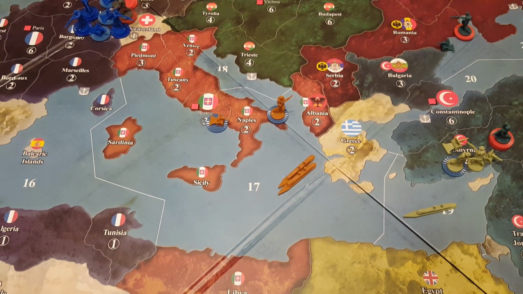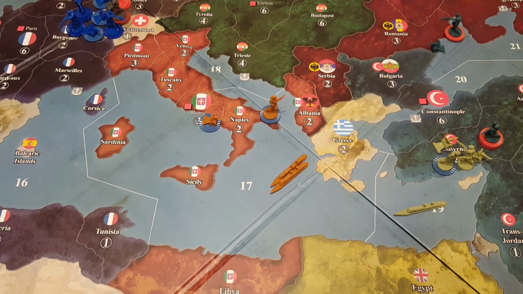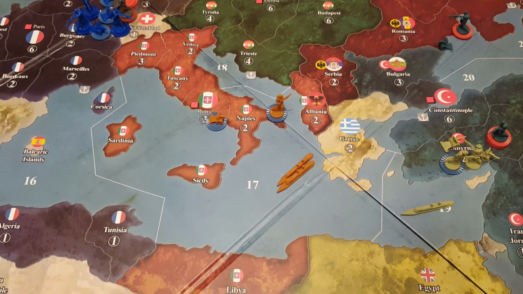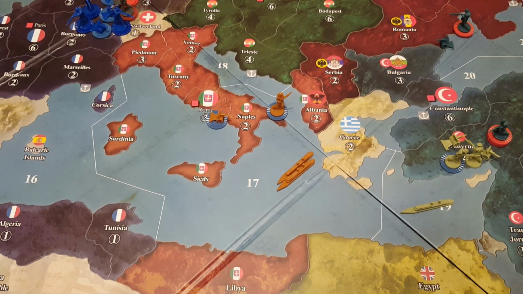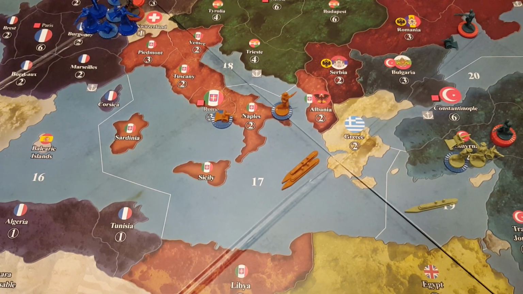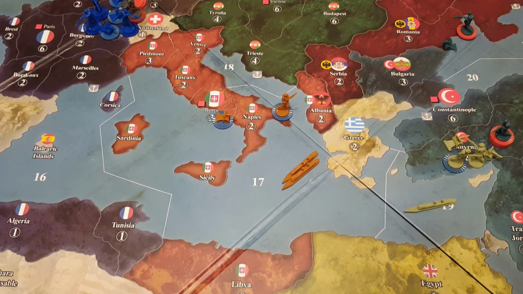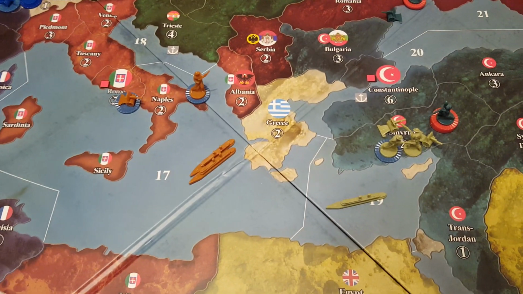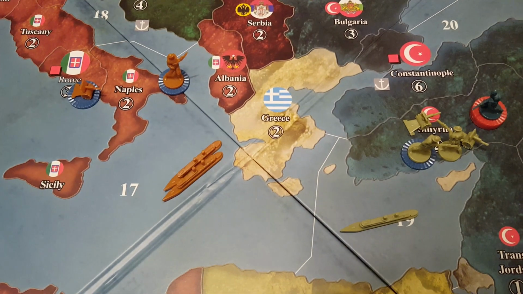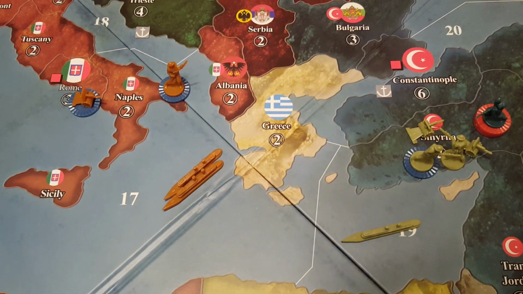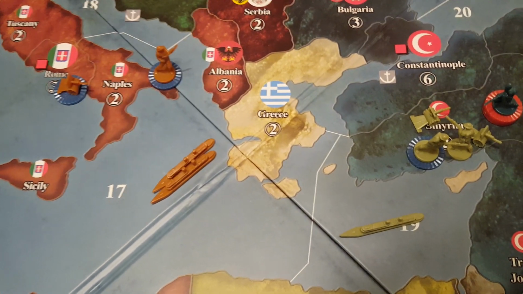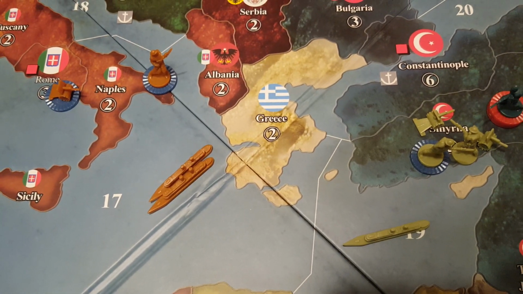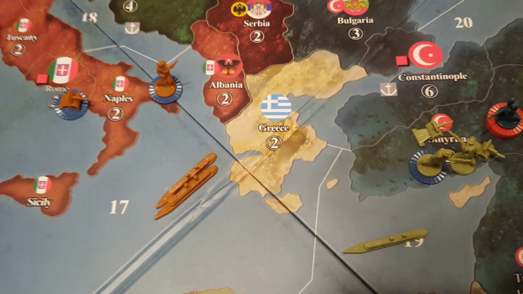So we've talked about neutrals that align one way or the other, and what happens if they align towards you and you move guys in there, and what happens if they align towards the opposing alliance and you move guys in there. Now let's talk about the true neutrals. So Greece is an example of a true neutral. Any country that looks like that, as far as color, is a true neutral. They've got their flag, their marker, but they do not have the marker of any other major power.